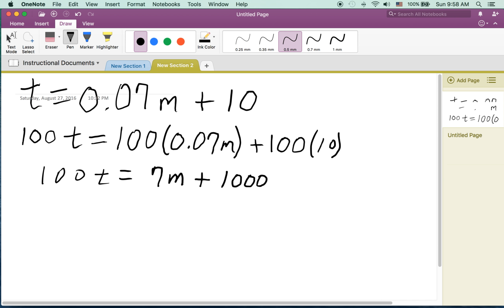We're trying to isolate m. So now I'm going to subtract 1,000 from both sides. If I subtract 1,000 from 1,000, there's nothing left. So this just remains 7m. Now I've almost solved for m. The last thing that I have to do is to divide through by 7.